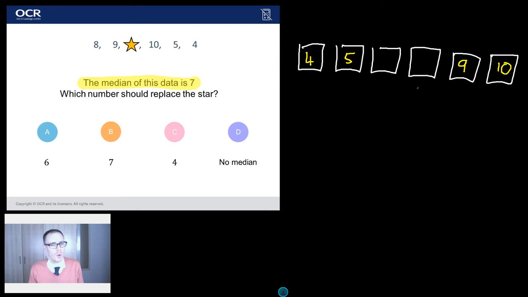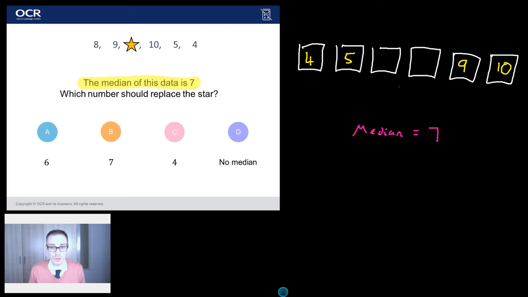Now, let's just pause here. What do I know? Well, I know that my median is equal to 7. It's told me that in the question. I also know how to work out the median from this set of numbers, because I've got 6 numbers and my median is going to be the number in the middle.